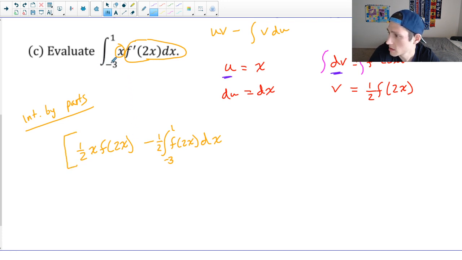And since we also have to evaluate this piece from -3 to +1. If we're doing a definite integral of integration by parts, this first part we evaluate from 1 to -3, and this integral part we evaluate from -3 to 1, or whatever the bounds are.